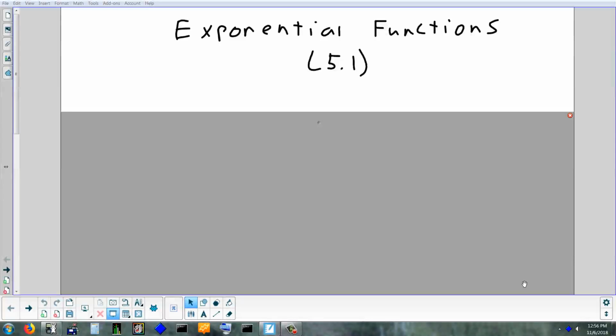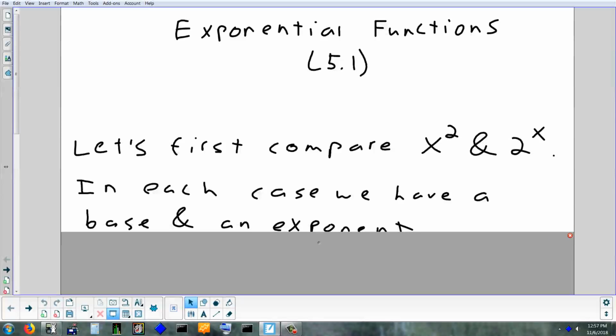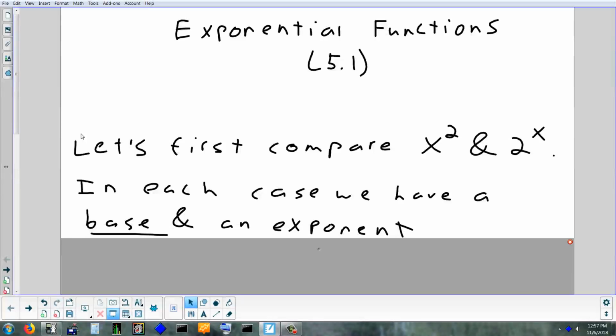Okay, so the first section we're going to look at in chapter 5 is on exponential functions. There's two functions we're going to look at: exponentials and logs, and they're basically opposites of each other. Exponentials grow really fast. Logarithms grow really slow. So they're opposites, and I want to look at the difference between these two.